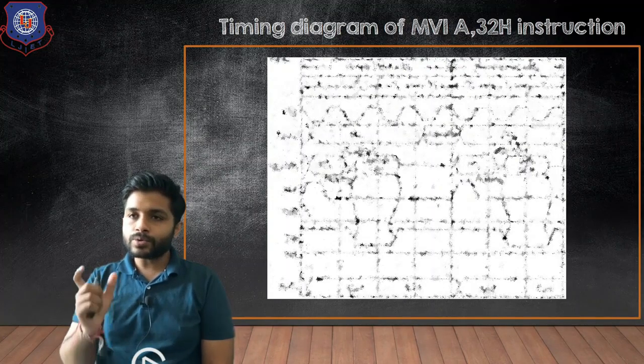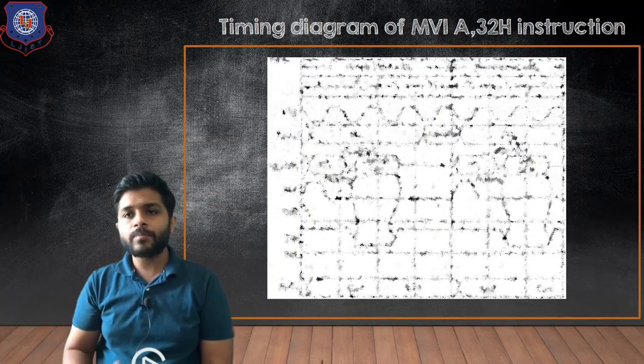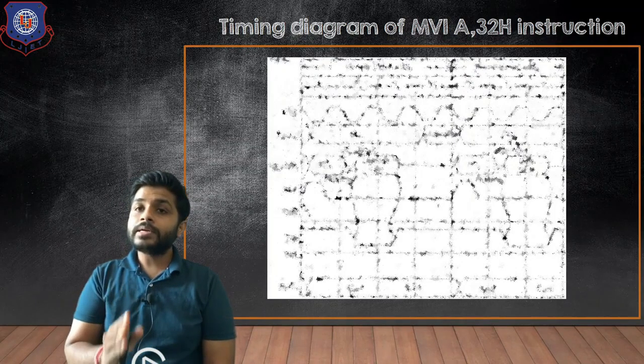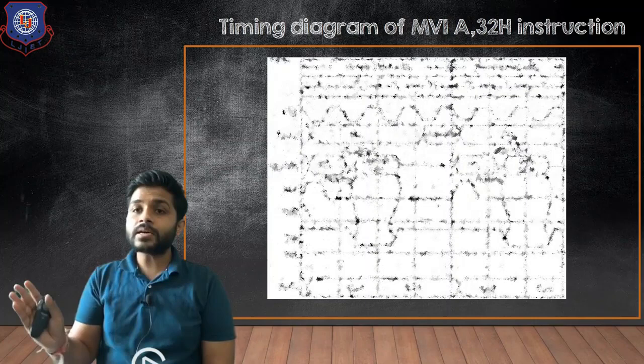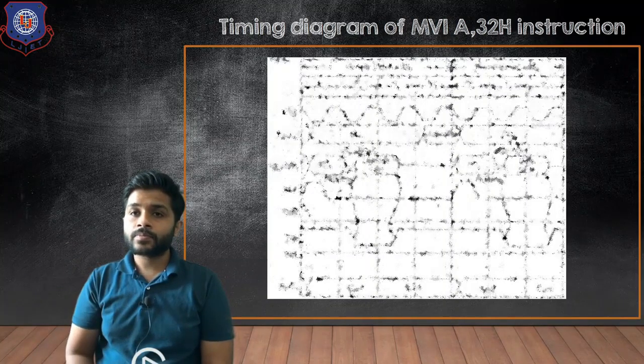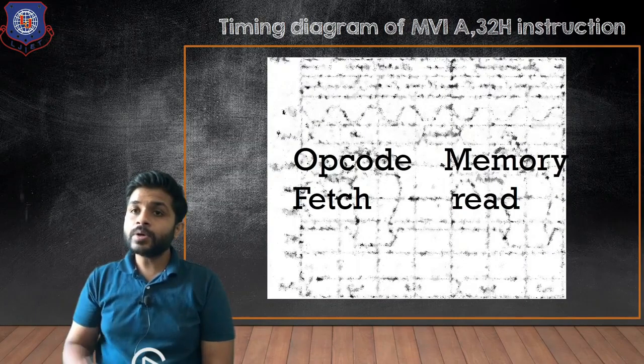Now you know how to draw the timing diagram of opcode fetch and you also know how to draw the timing diagram of memory read. So all you need to do is to draw timing diagram of all the machine cycles that are needed in the instruction in the sequence. So to draw the timing diagram of MVI A, 32H, we will first draw the timing diagram of the opcode fetch machine cycle, and in consecutive we will draw the timing diagram of the memory read.